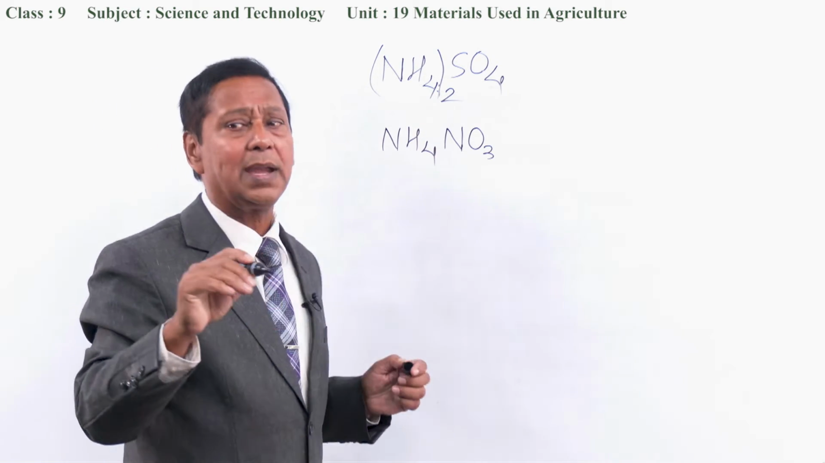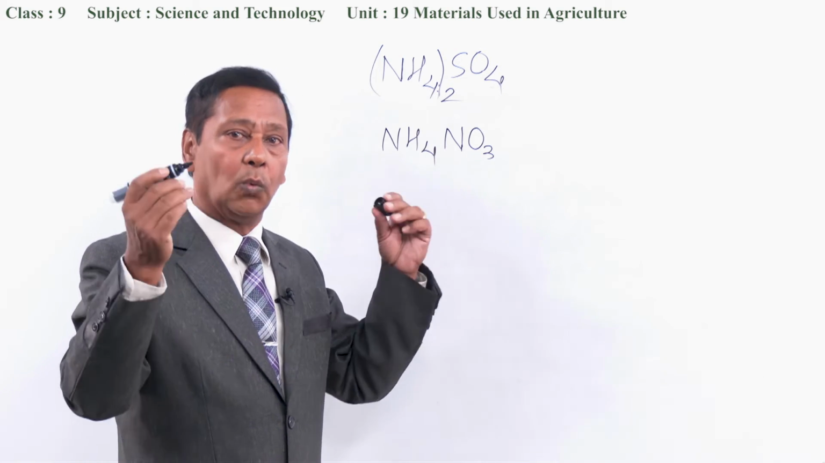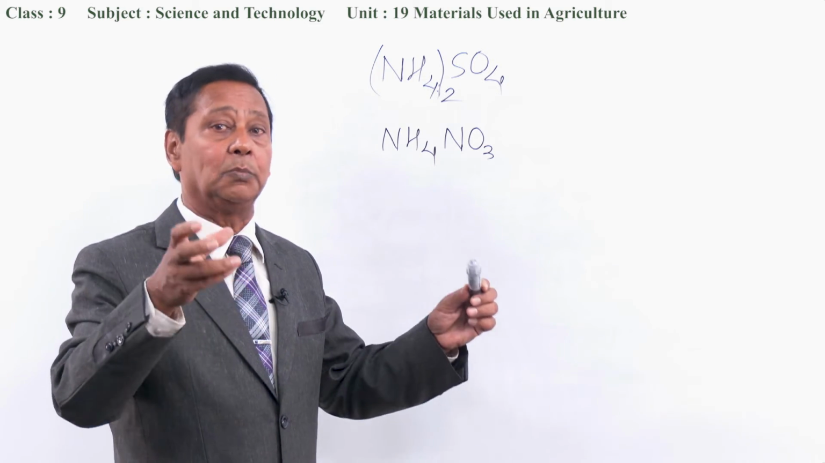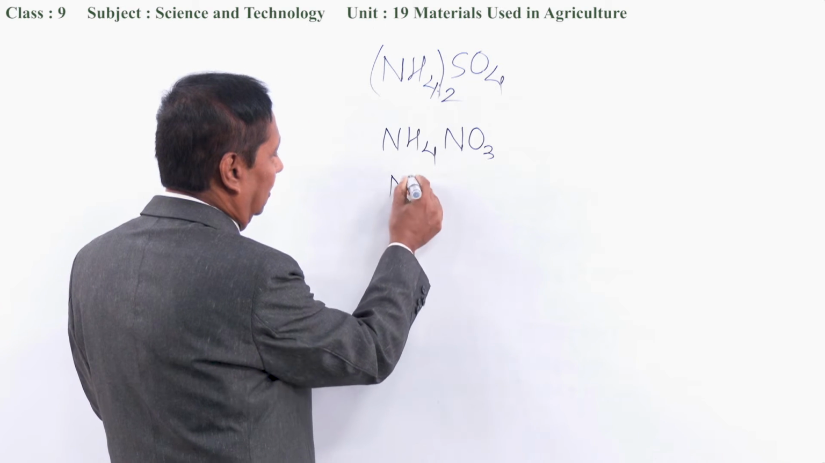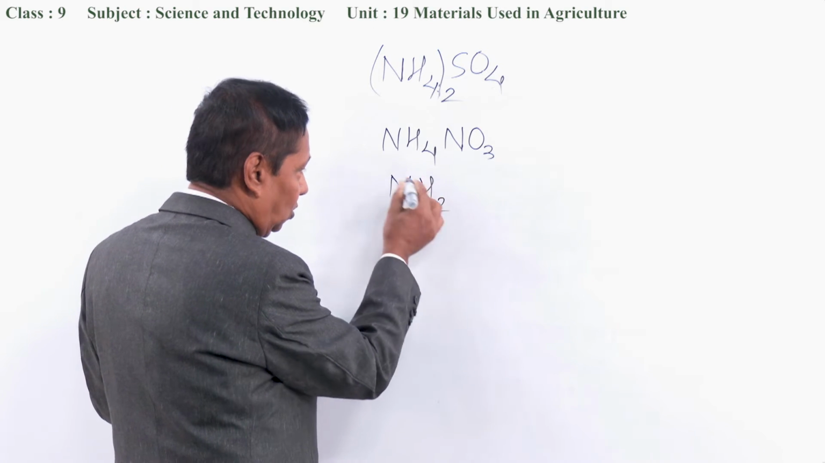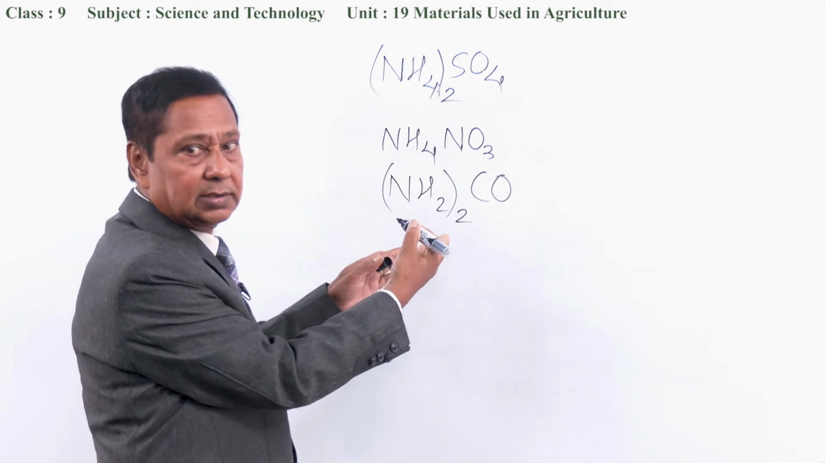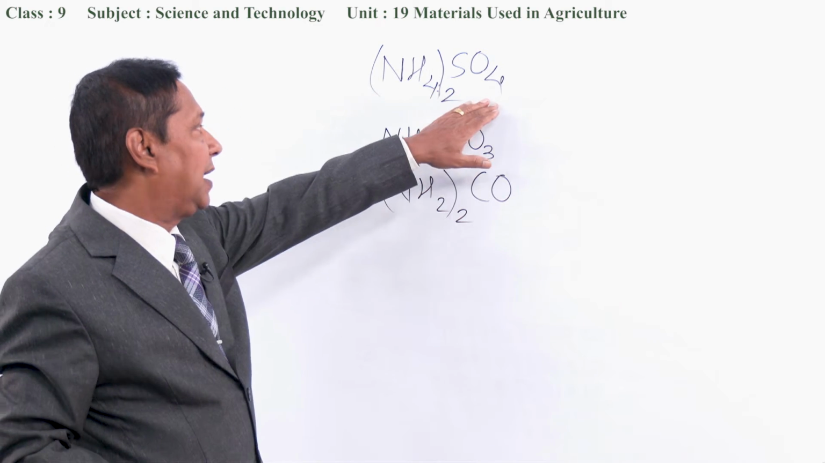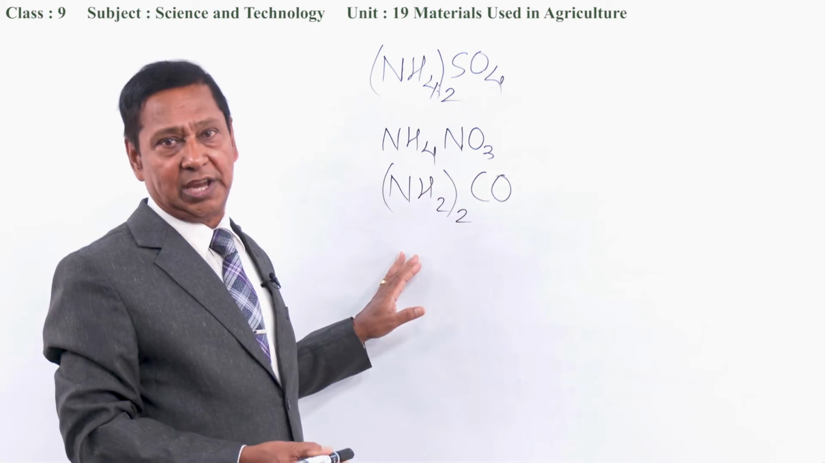But looking at the name urea, we cannot understand what element or what radical is involved in this urea. We have to remember its molecular formula directly. We can write it this way. Its molecular formula is (NH2)2CO. This is the molecular formula of urea. Ammonium sulfate, ammonium nitrate, and this is urea.